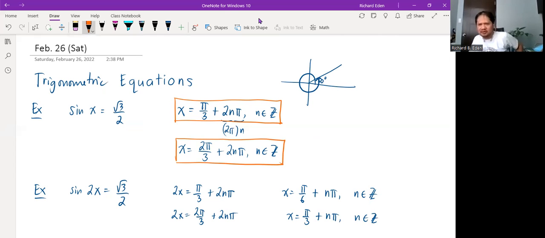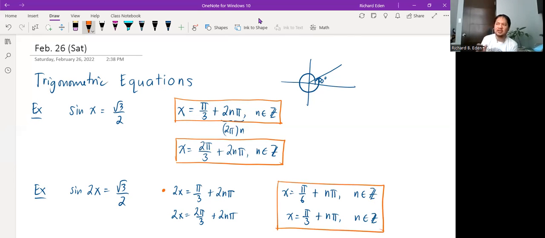Observe that a common mistake students make is that they just solve for 30 degrees and 60 degrees, pi over 6 and then pi over 3, and then without thinking too much about it, they add multiples of 2 pi. But actually, the addition of 2 pi should have been applied as early as when we wrote down 2x. Whether you divide by 2 or by any other number, 2n pi would have to be divided by that. So this is the family of solutions.